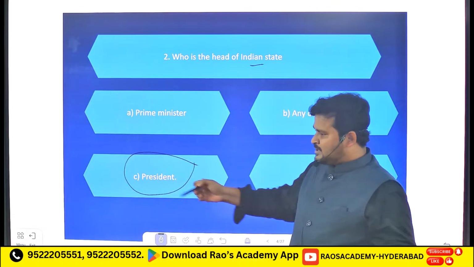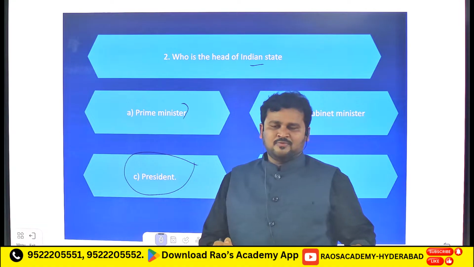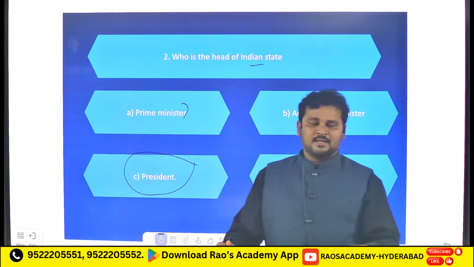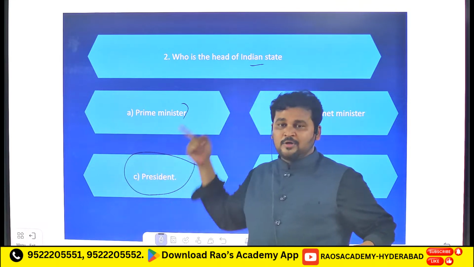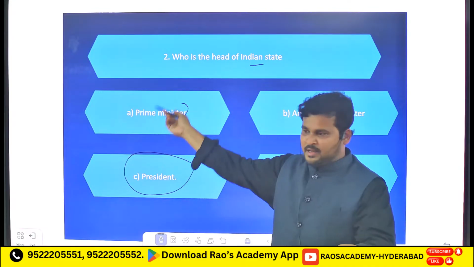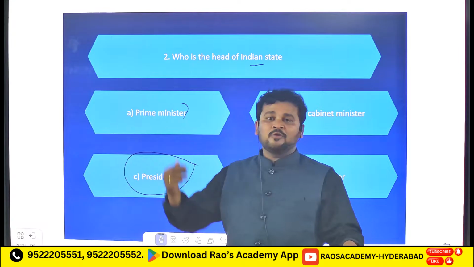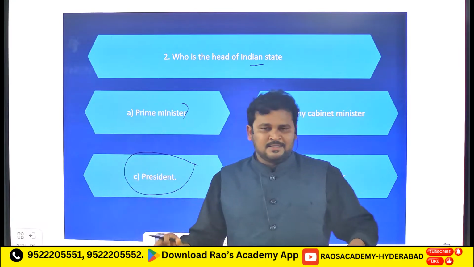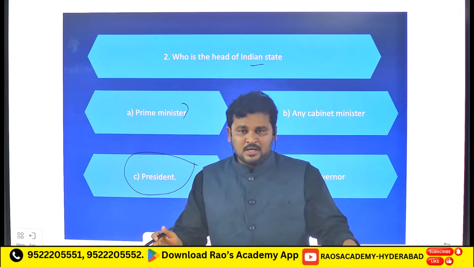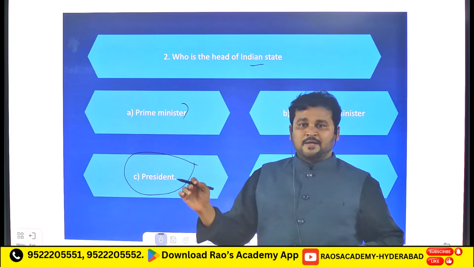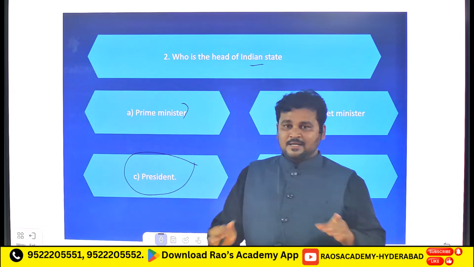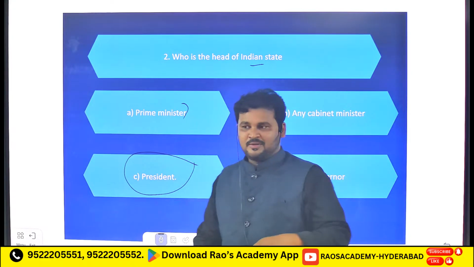Some have given the answer as Prime Minister. There is a confusion between the Prime Minister and the President of India. The Prime Minister is the head of the government, the union government, whereas the President is the head of the state, that is, the head of the country. In a similar way, at the state level, the head of the government is the Chief Minister of a particular state, and the head of the state is the Governor. That is the difference you have to keep in mind.